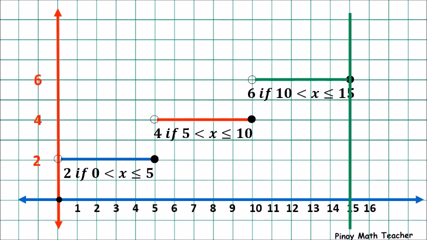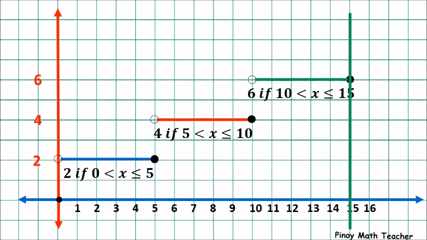Tingnan naman natin kung yung sample piecewise function natin dito ay papasa gamit ang vertical line test. So, tingnan muna natin yung ating unang situation, yung kulay asul na line. So, 2, if x is greater than 0, but less than or equal to 5. So, included yung 5 sa line. Pangalawang situation natin, yung kulay pula, 4, if x is greater than 5, so merong whole yung 5 kasi walang option na or, but less than or equal to 10.